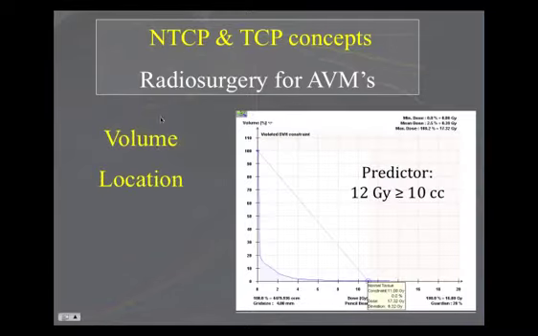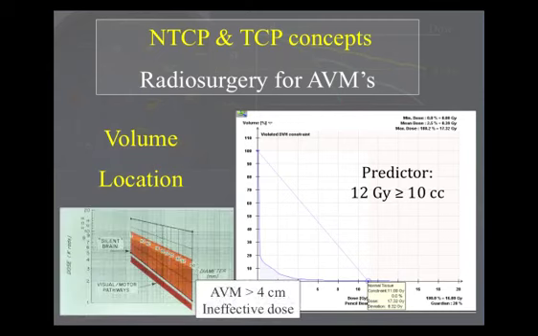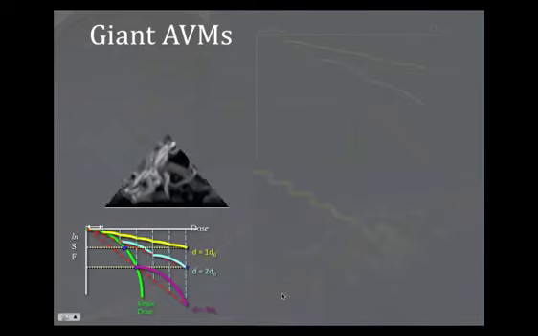There are two things that predict complications when treating AVMs with radiosurgery. One, there is a dose constraint. Every time you deliver a high dose, 12 gray, to more than 10 cc of tissue, including AVM plus the normal brain, you are incurring a higher chance of getting some kind of complication. So that's the limitation. So you decrease the dose because you don't want to violate this constraint. But as the AVM increases in size and you respect this, you are going to end up giving a very ineffective dose to treat an AVM that's larger than 4 centimeters. So we have a problem here.